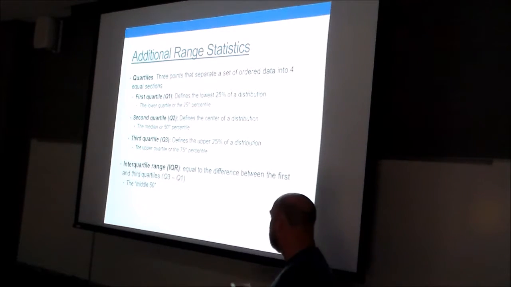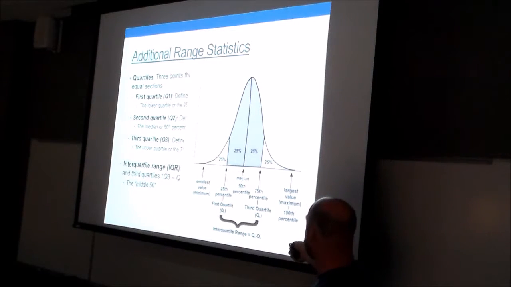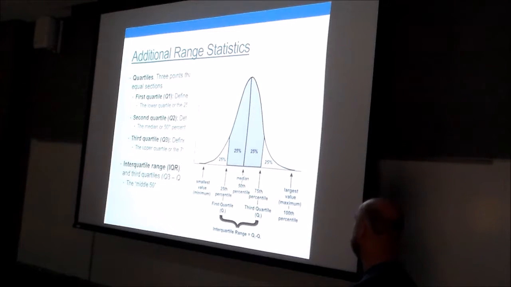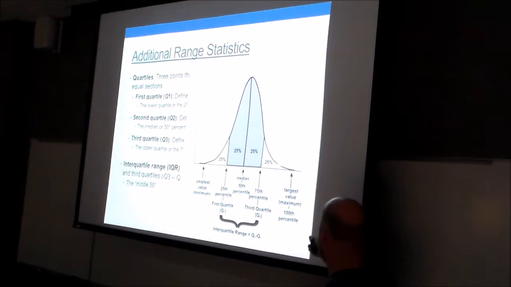Talk about that as the middle 50. So if we're looking at a normal distribution here, here's the median, the 50th percentile, the second quartile. Here's the first quartile and the third quartile, corresponding to the 25th and 75th percentiles. Your interquartile range, 50% of your scores, half of your scores are going to fall in that middle section here.